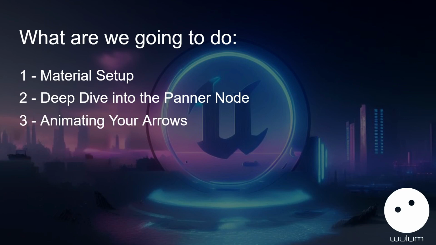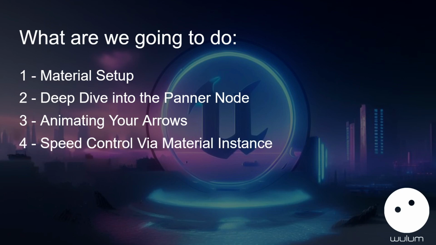Animating your arrows. I'll guide you step by step as we apply the panner node to our arrow texture, configuring it to create the perfect motion effect along the road or path. Speed control via material instance. Learn how to create a parameter within your material instance to dynamically control the speed of your animated arrows, offering you flexibility and control directly from the Unreal Engine editor.